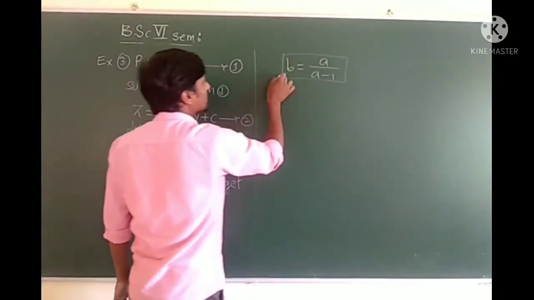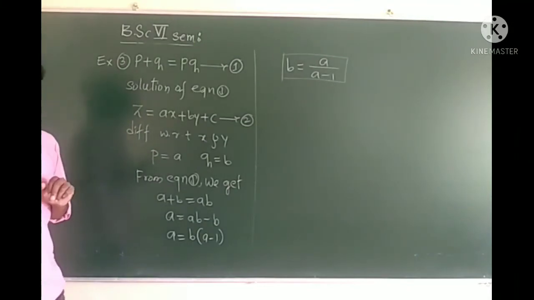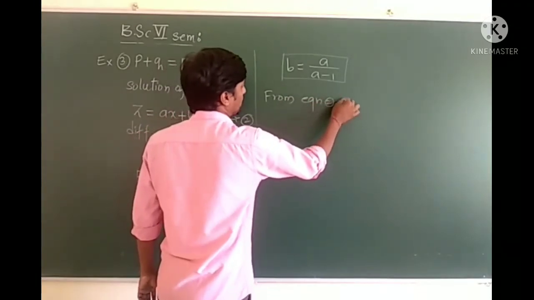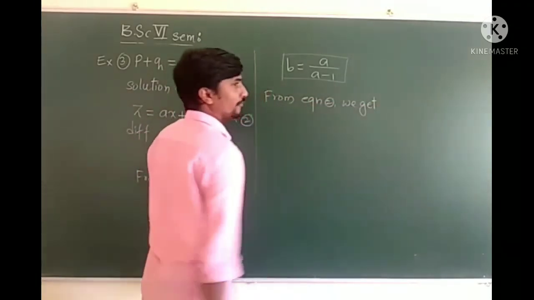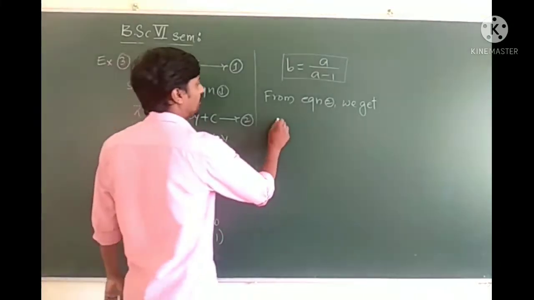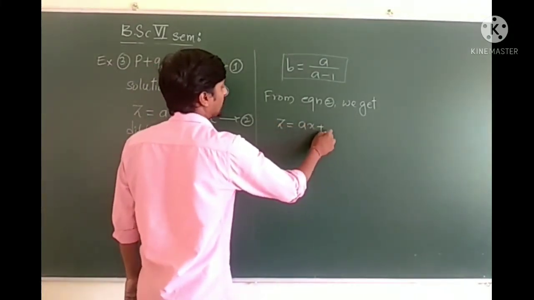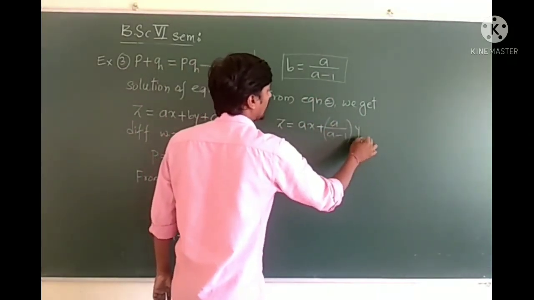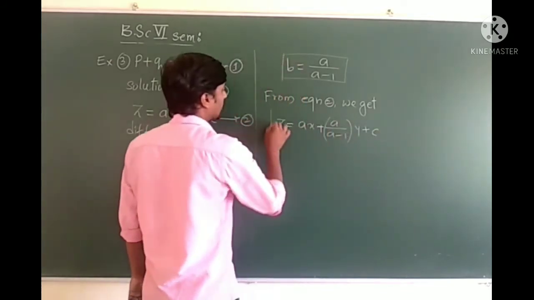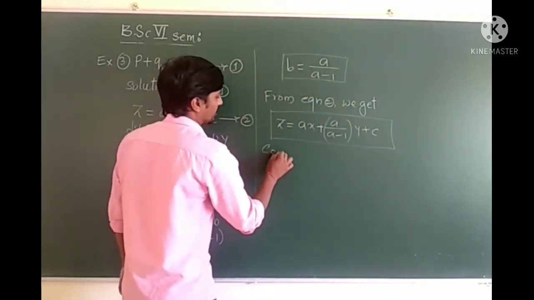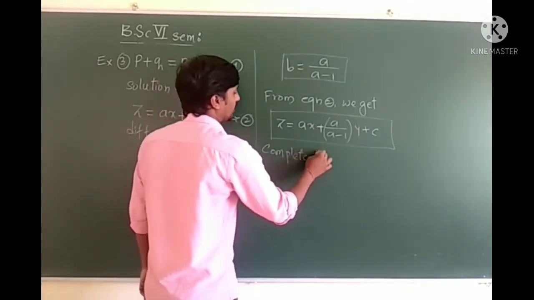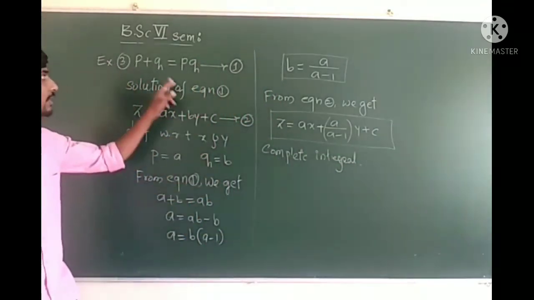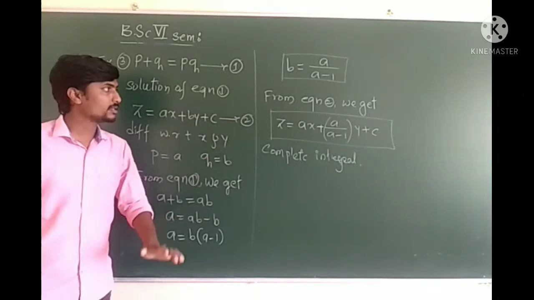So now substitute this in equation 2 here. So from equation 2 we get z equal to ax plus b, b is a divided by a minus 1, into y plus c. So this will become your complete integral, the complete integral of your equation 1. Okay. So note down all these points.